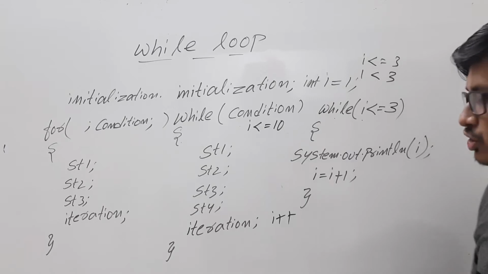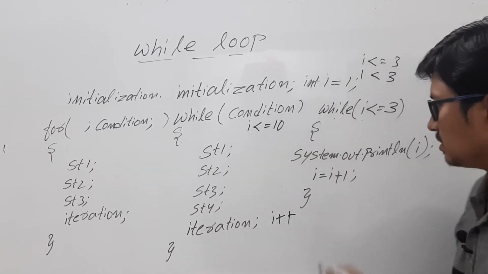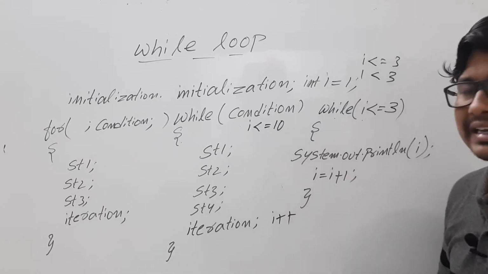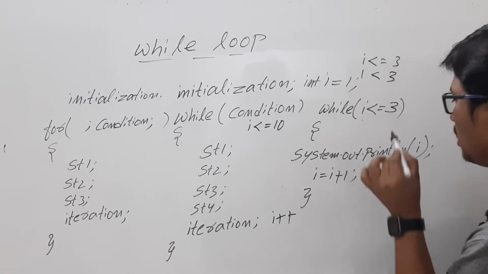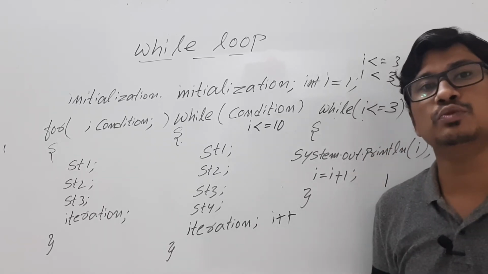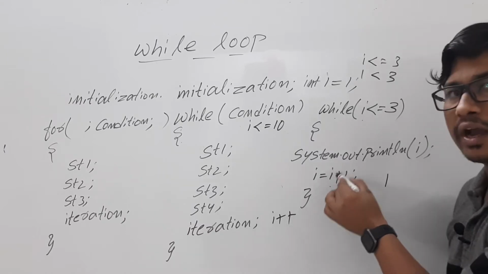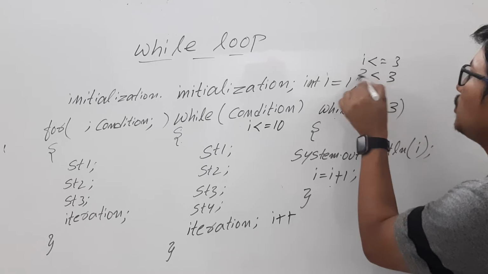As the condition is true, the statements in the while loop will be executed once. System.out.println(i), so the i value will be printed. What is the i value? 1 will be printed. Then you have written i = i + 1. Already the i value is 1, so 1 plus 1, the i value will be updated to 2.